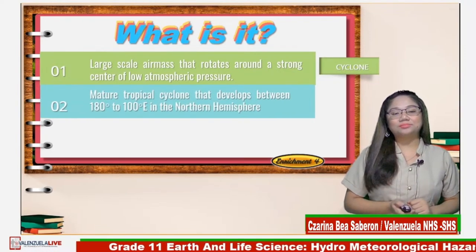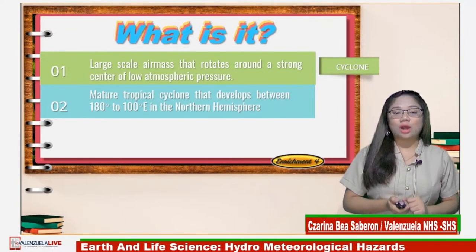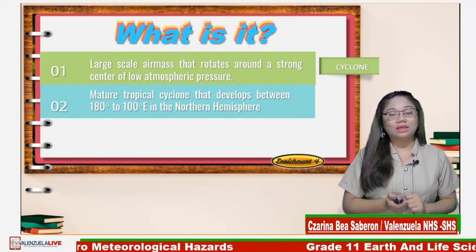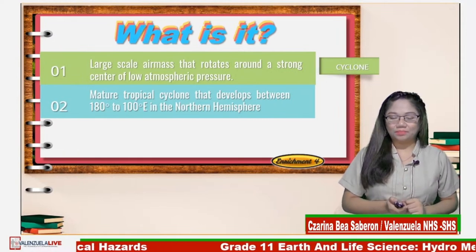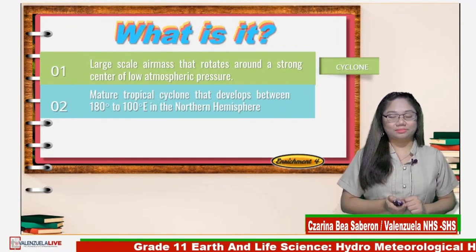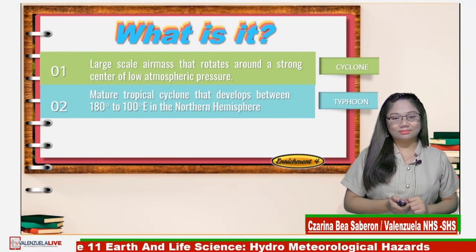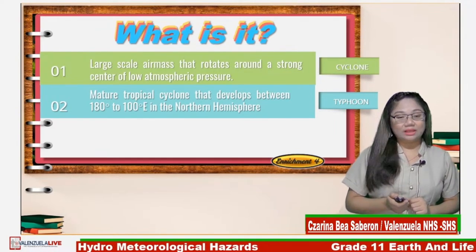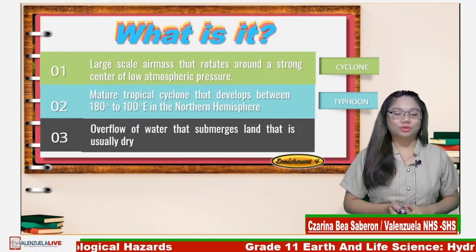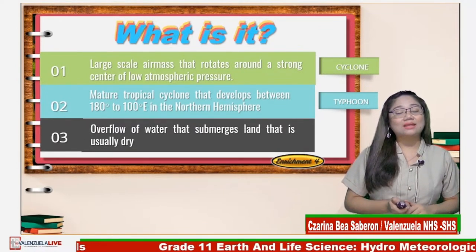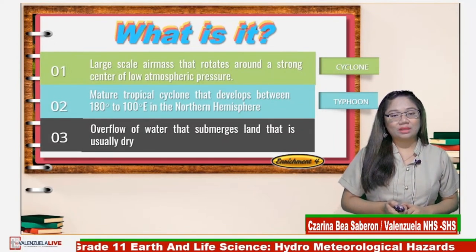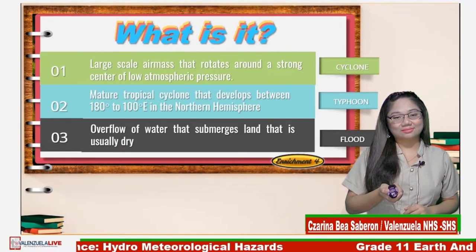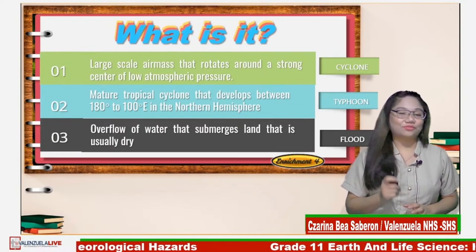Next one, it is a mature tropical cyclone that develops between 180 and 100 degrees east in the northern hemisphere. What do you think is being described here? That is, very good, typhoon. Number three, it is an overflow of water that submerges land that is usually dry. The one being described here is, there you go, flood.